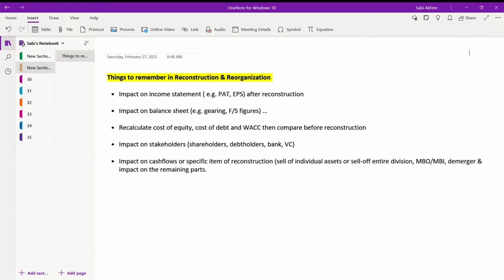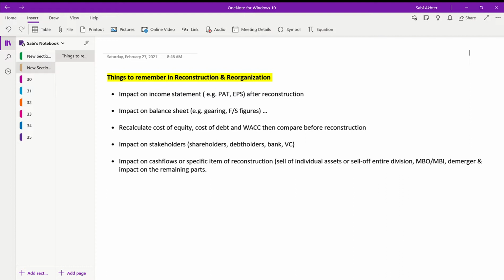What would be your revenue? What would be your profit before tax? What would be your profit after tax? All those things, right? It sounds pretty easy, but to show that impact is hard. You need a lot of workings to do that. I will show you in the questions. So first is impact on income statement.